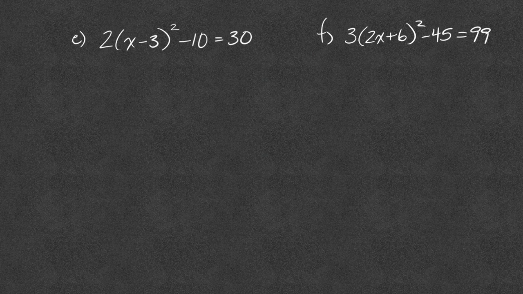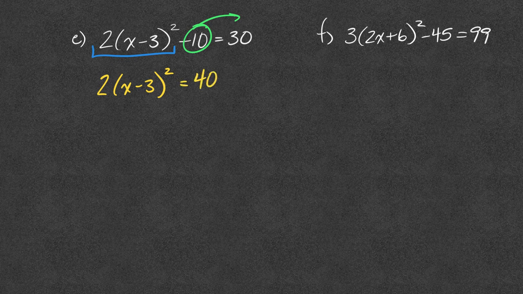Okay, we're back. So you take a look at E. E looks very similar to the last one. Let's go ahead and deal with it. That means my variable term is this whole term. It's separated by the minus 10. Get rid of it. So I'm going to have my 2 times x minus 3 squared. To get rid of a minus 10, I add 10.